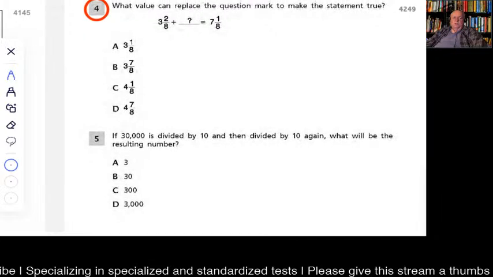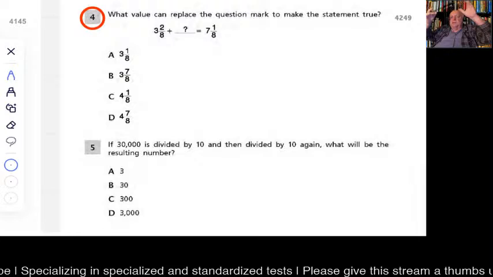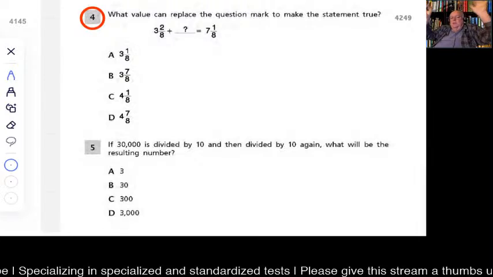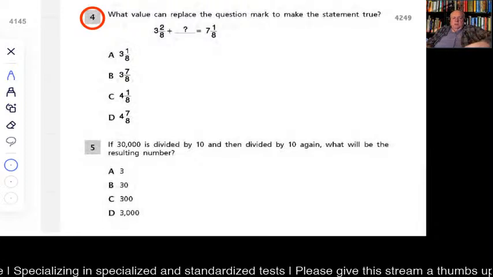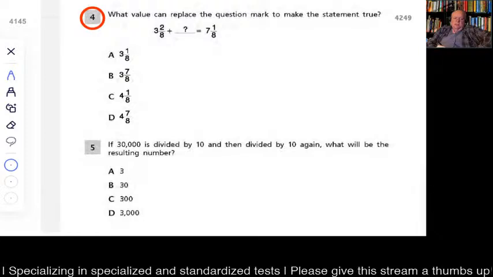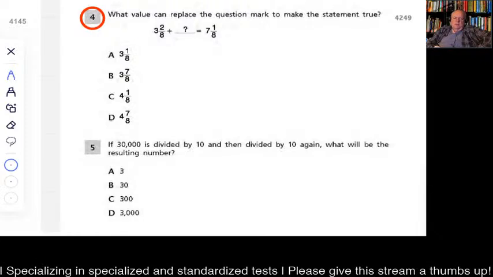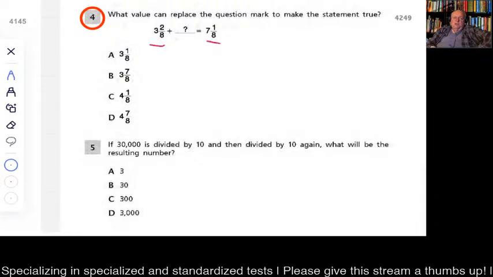Okay, so this also turns out to be algebra, where we have something plus x equals something else. In this case, the question mark is the x, okay? So the fact that these are mixed fractions, mixed numbers, right? If this is a mixed number and this is a mixed number, shouldn't interfere with us.